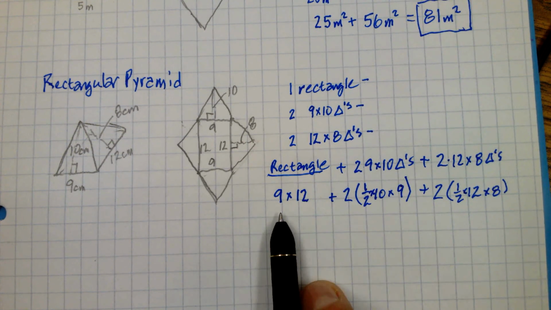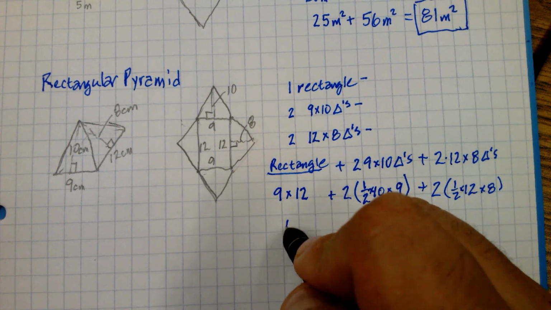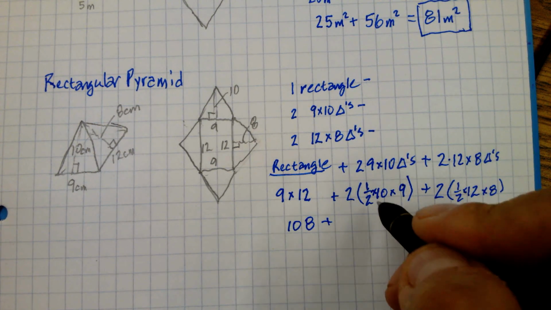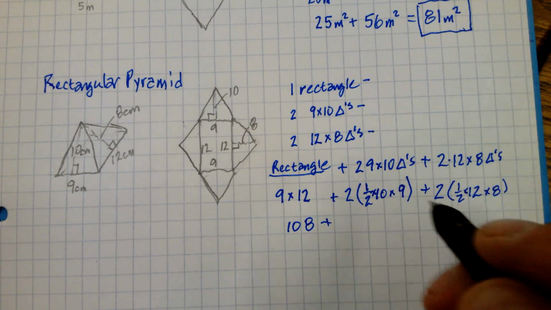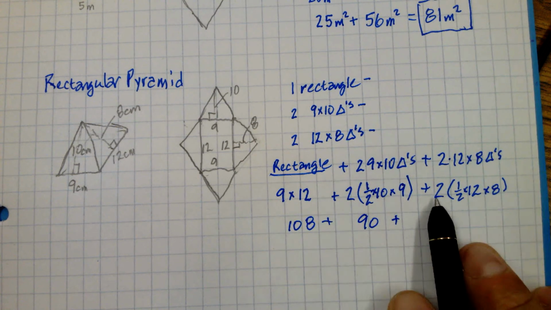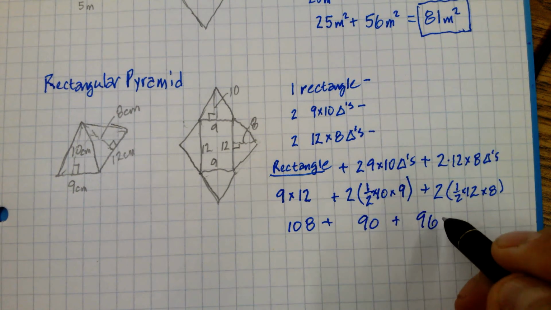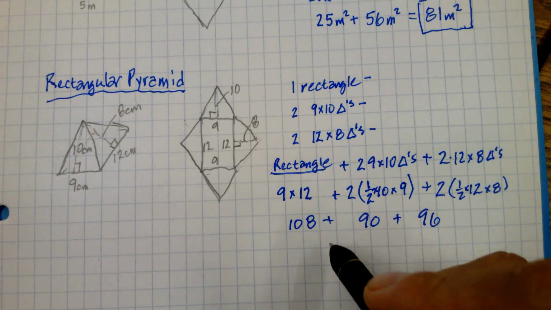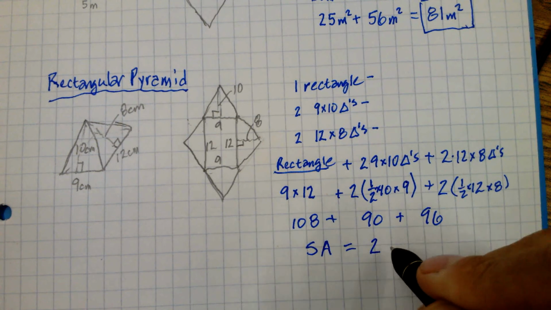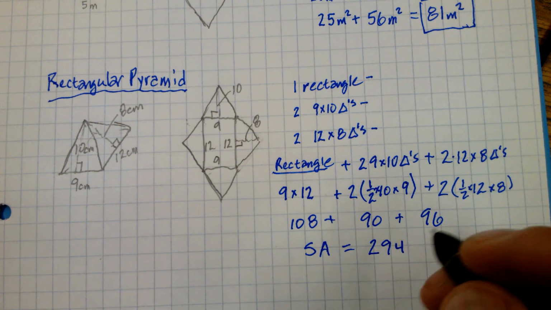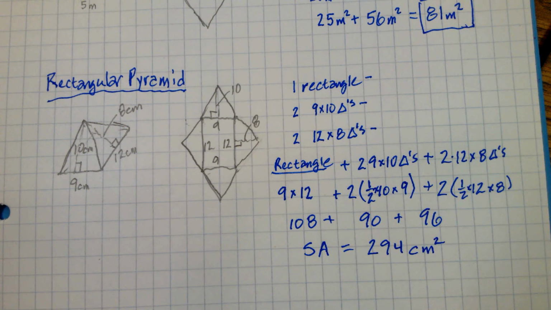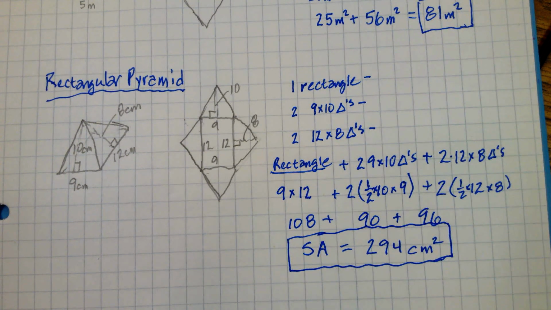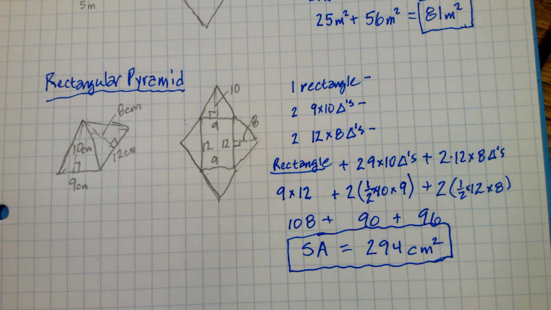All right, so let's get our calculations. What do you get when you multiply 9 times 12? And then this would be, well, what do you get when you multiply 2 times a half times 10 by 9? And then 2 times a half times 12. Okay. And then we'll get our final. So what's our surface area? And we can't forget our units. We started with centimeters. Centimeters squared. Okay. So it really helps to visualize this whole thing unwrapped.